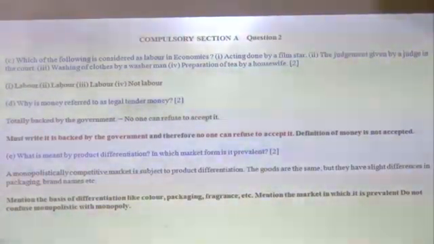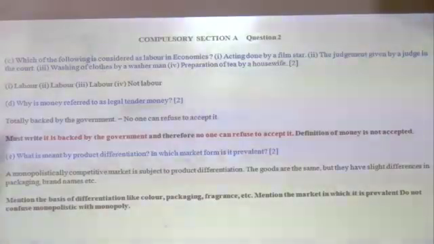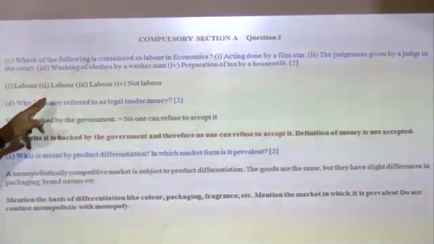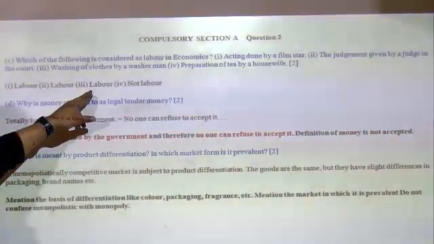Then question number 2C, which of the following is considered as labor in economics? The first one, acting done by a film star. It is labor because he is getting paid for it. The judgment given by a judge in the court, he is paid for it, labor. Washing of clothes by a washerman is being paid, so labor.